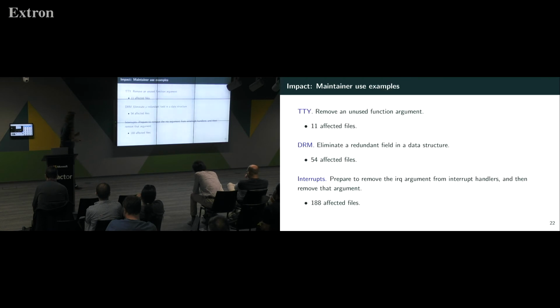So these are some of the things that people have done. This is just a few examples. We have a function argument we don't want. So we have to go and find all of the calls to that function and remove that argument. So this affected 11 files in one subsystem. Okay, so maybe it's a restricted amount of code, but still going around to find all those 11 files, it's a bit tiresome. This is a redundant field in a data structure. This time there were 54 fields.